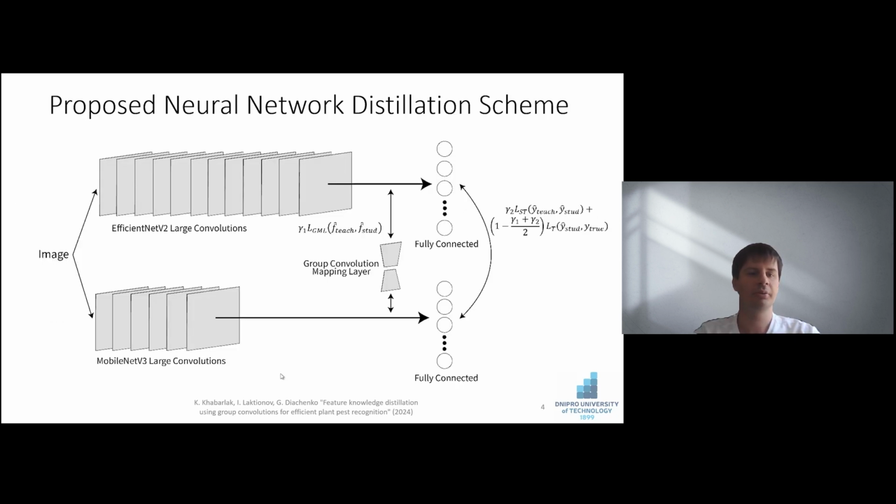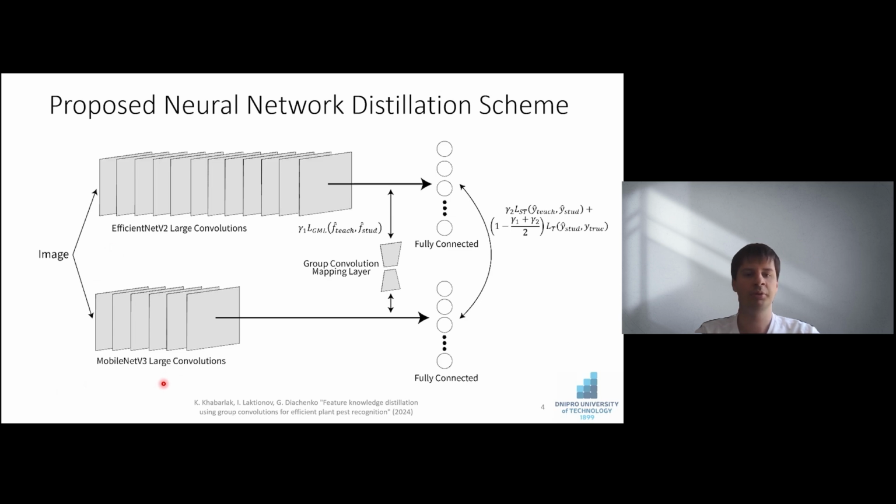So let's take a look at the neural network distillation scheme in detail. Up on top, we have the EfficientNet V2 large neural network. Why do we select this neural network? Because among large neural networks, it has the highest accuracy, as has been shown by our experiments a few slides back. And on the bottom, we use MobileNet V3 large.